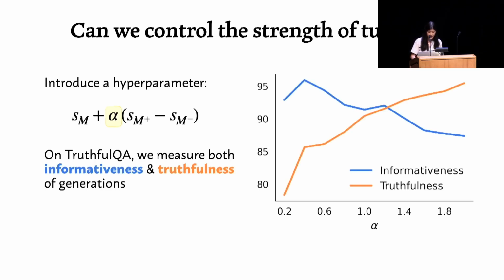Then on TruthfulQA, we measure both the informativeness and the truthfulness of generations while varying alpha. So informativeness here measures whether the model answers the question, and truthfulness is about the correctness of the answer. And we essentially find that alpha controls a smooth trade-off for both of these attributes. Increasing alpha consistently increases truthfulness, probably because alignment improves factuality in response to the kind of misleading questions in TruthfulQA. On the other hand, informativeness peaks at alpha equal to 0.4.